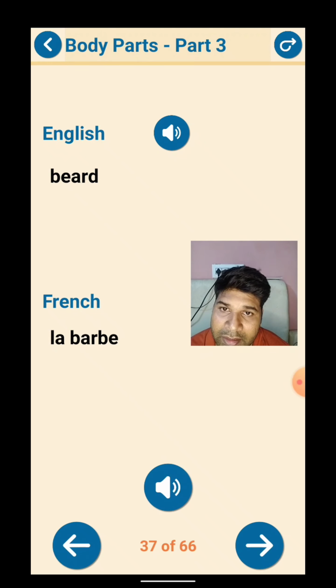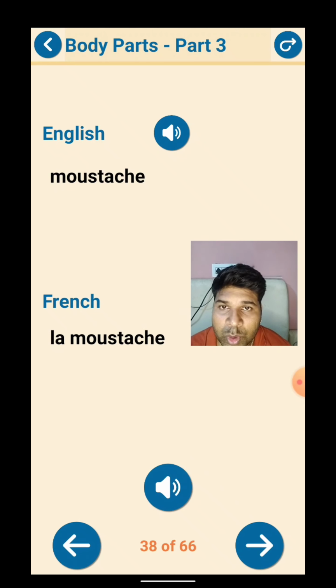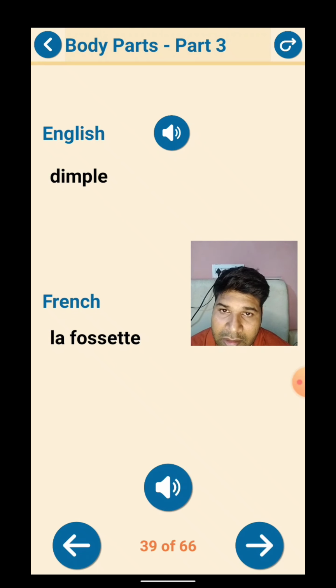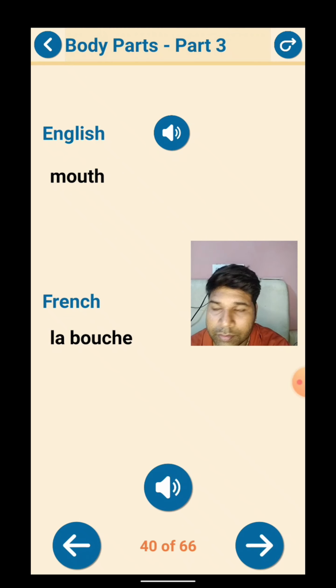Beard in English, la barbe in French. Moustache in English, la moustache in French. Dimple in English, la fossette in French. Mouth in English, la bouche in French. So mouth in English and la bouche in French.